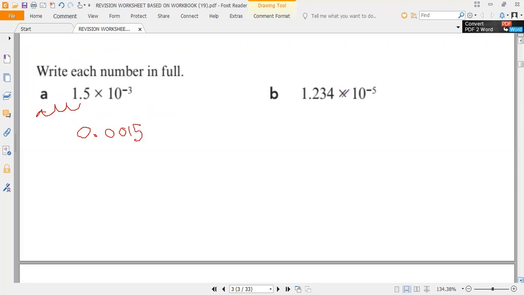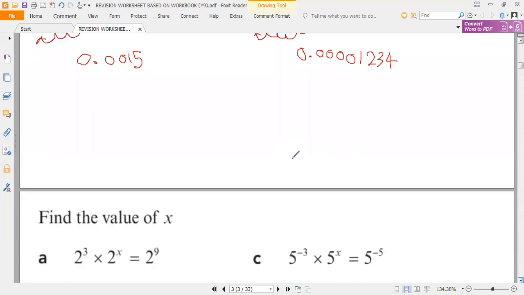Okay, the same thing goes to 1.234 times 10 to the power negative 5, moving the decimal point 5 times toward the left-hand side. So 1, 2, 3, 4, 5, 5 places. So 0.00001234. This is the answer. 1, 2, 3, 4, 5, 5 places, just to recheck. Next one.